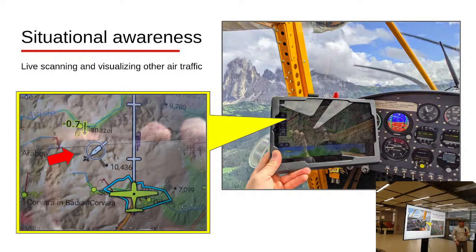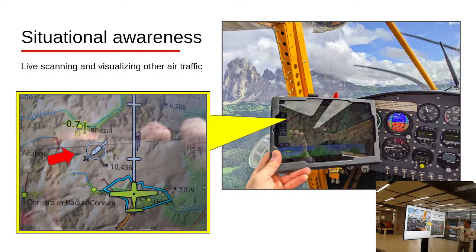So clouds are your enemy in the sky if you're not trained for instrument flight. So you really don't want to go near them or into them, but you have to know what's behind there.